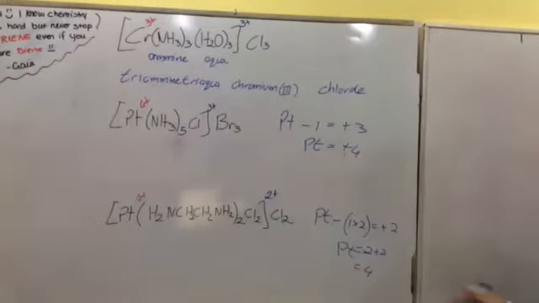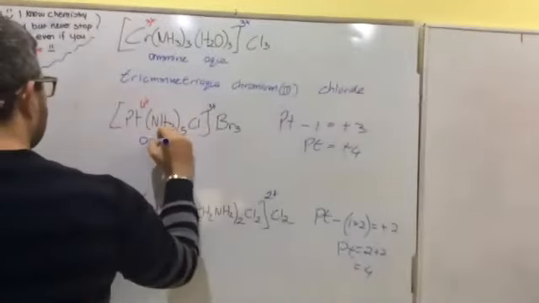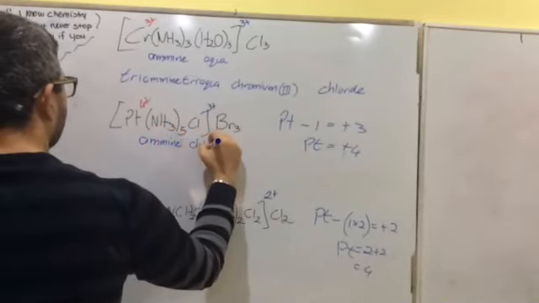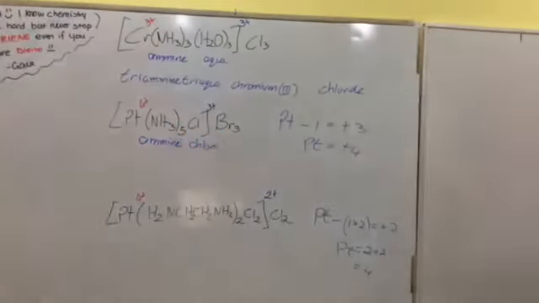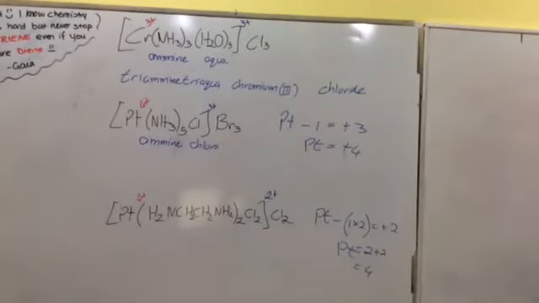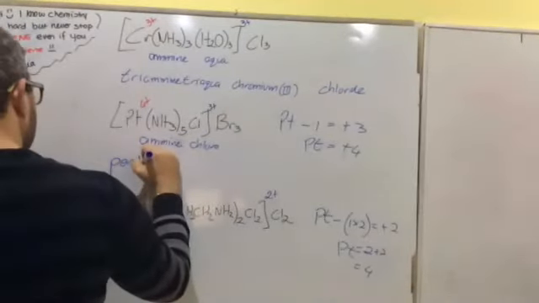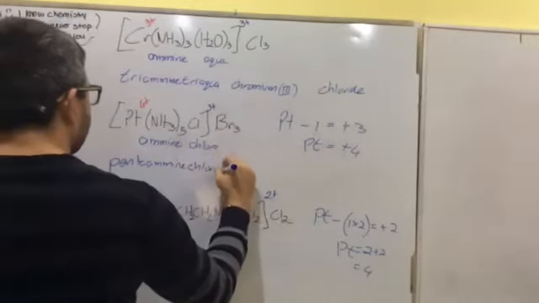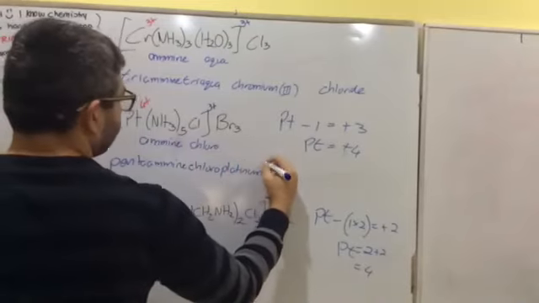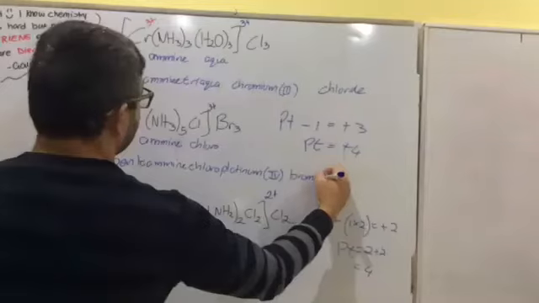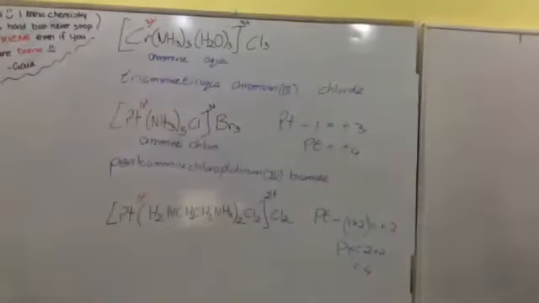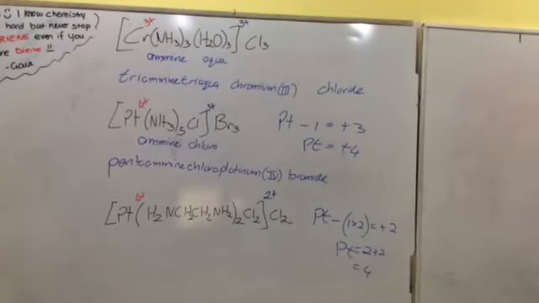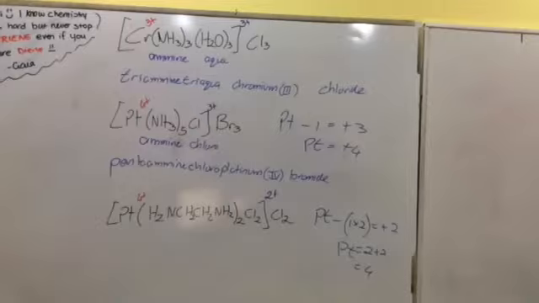Second one, you have amine and you have chloro. Alphabetical order, the amine comes first, so this will be pentaamine chloro platinum 4. You write the two ways next to each other. Yes, because they are different parts of the name. What you don't write is the mono. When it's one, we don't write it.